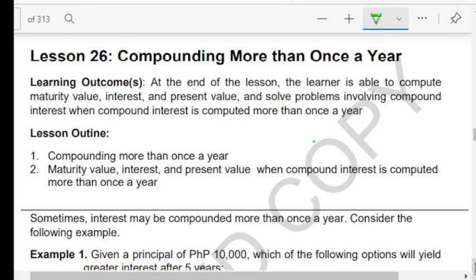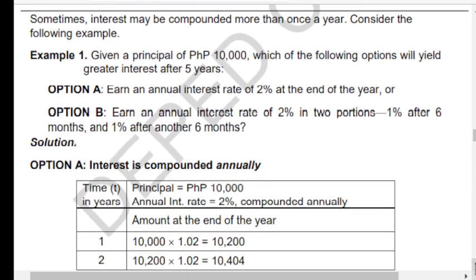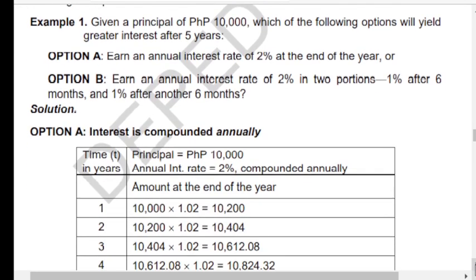So let us consider the given example. Given 10,000 pesos, which of the following options will yield greater interest after 5 years? A. Earn an annual interest rate of 2% at the end of the year. Or B. Earn an annual interest rate of 2% in two portions, 1% after 6 months and another 1% after another 6 months.